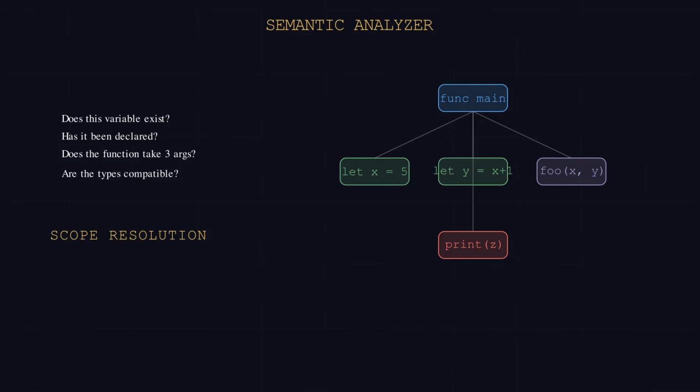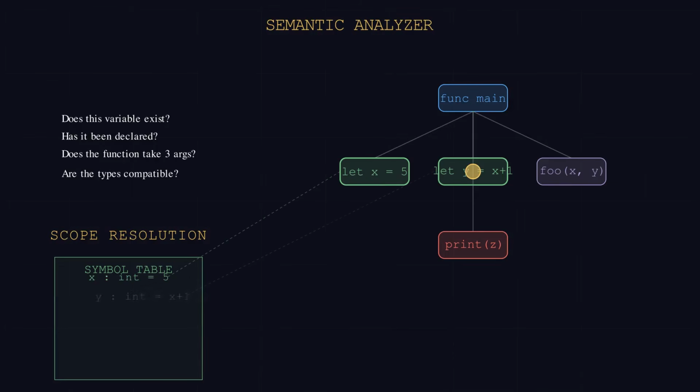First, scope resolution. It builds a symbol table, a map of every variable and function, where they're declared and where they're visible. If you use a variable that doesn't exist, this is where the compiler catches it. Next, type checking. The analyzer looks at every operation and checks if the types are compatible.